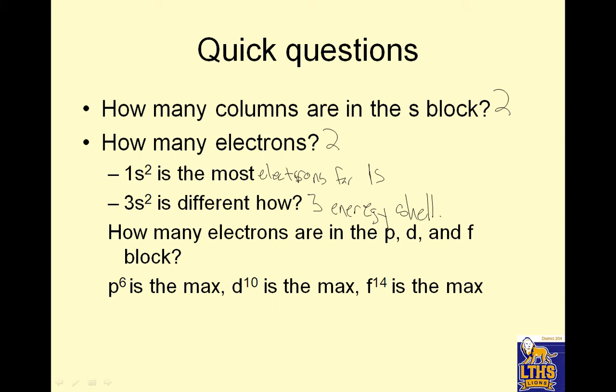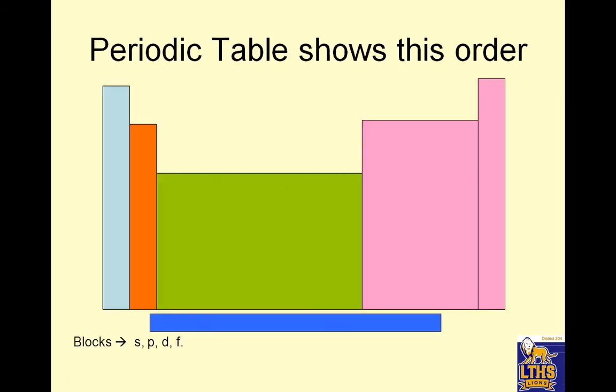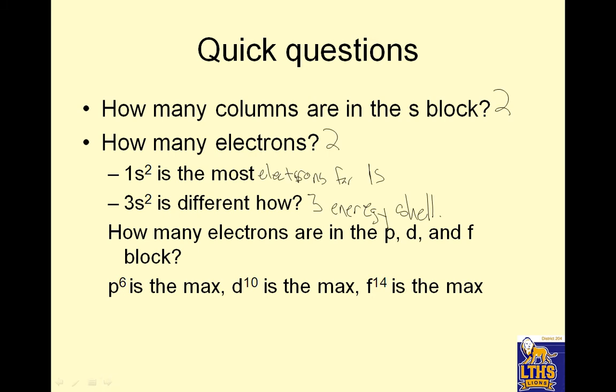How many electrons are there in P, D, and F block? Well, when I count on the periodic table, P has 1, 2, 3, 4, 5, 6 columns. So that means that it has 6 electrons. P is 6. D has 10 columns, 10 electrons. F has 14 columns, 14 electrons. So the most P can hold is 6. The most D can hold is 10. The most F can hold is 14.